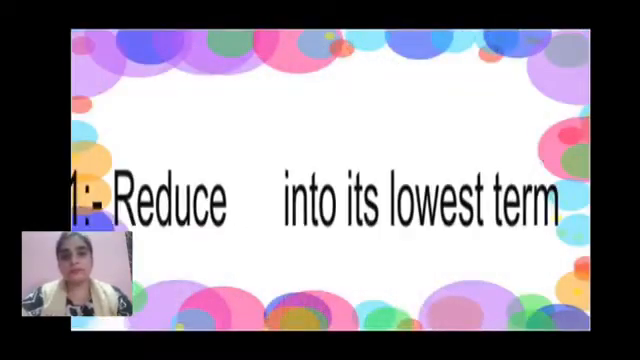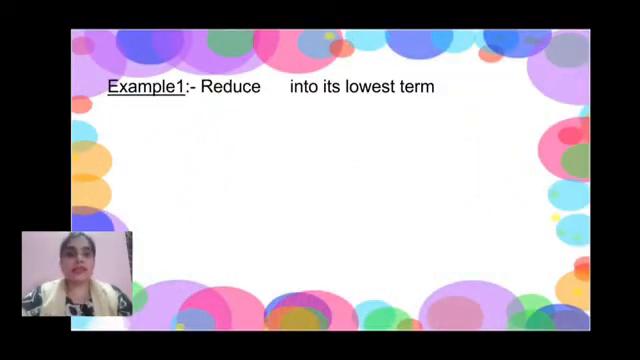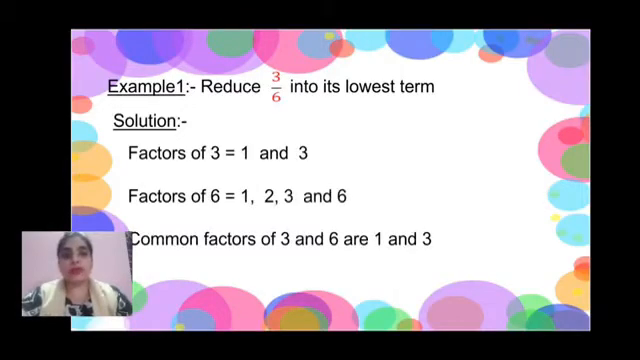Okay? So let us see with an example how to reduce 3/6 into its lowest term. So here first we have to find out its factors and common factors, which we have already learned in our previous classes. So the factors of 3 are 1 and 3. And factors of 6 are 1, 2, 3 and 6. So common factors of 3 and 6 are 1 and 3.